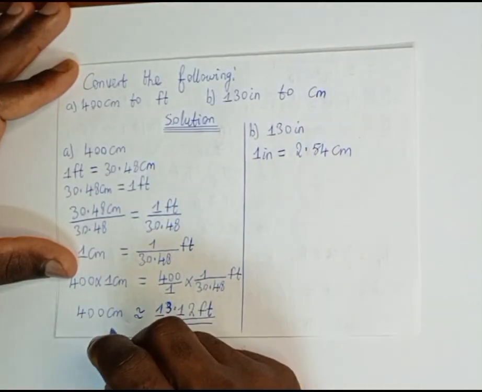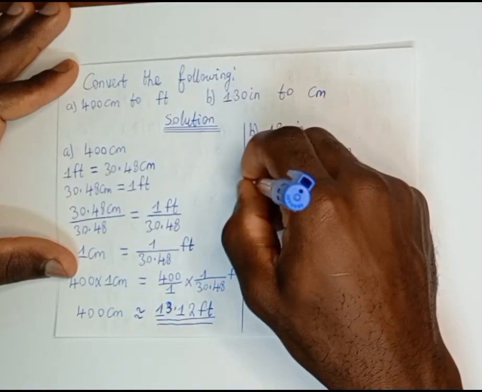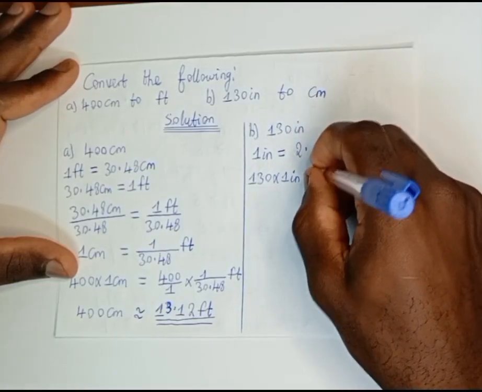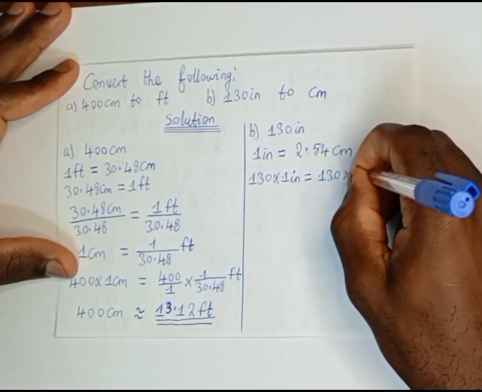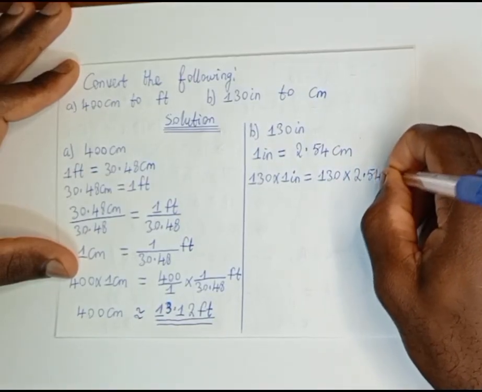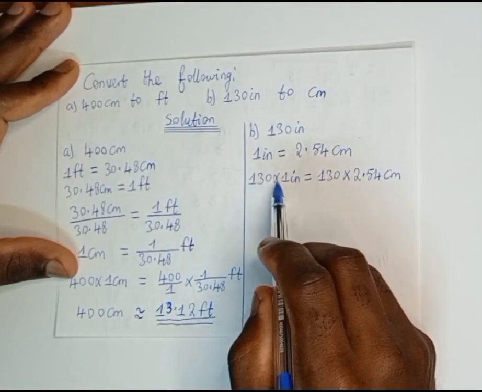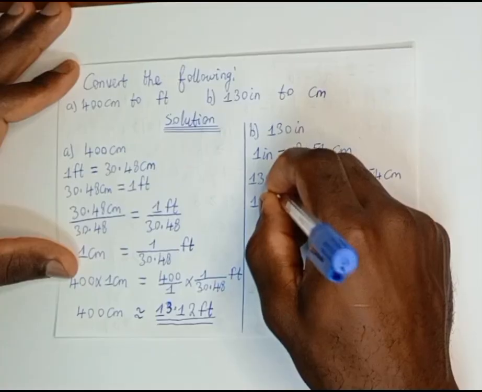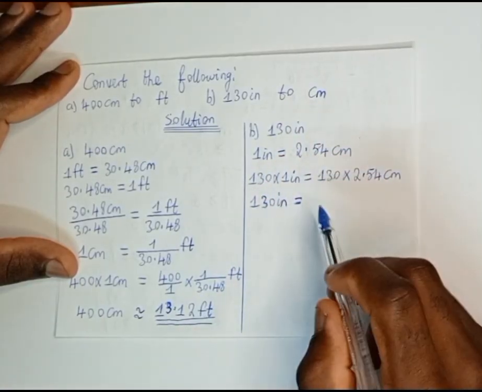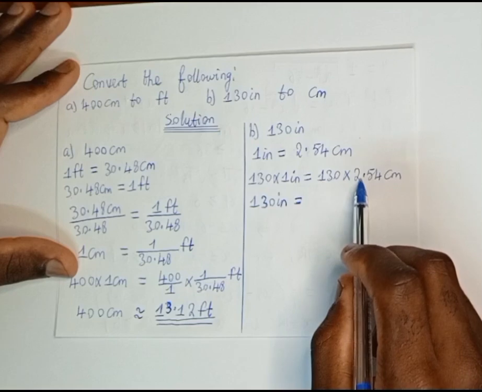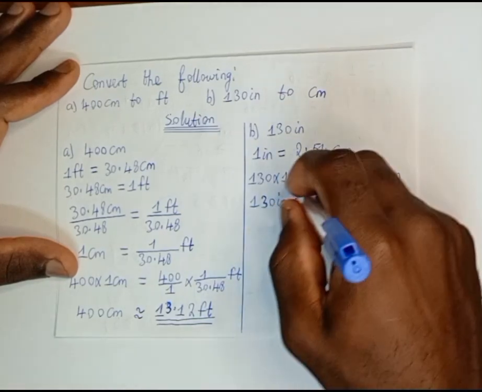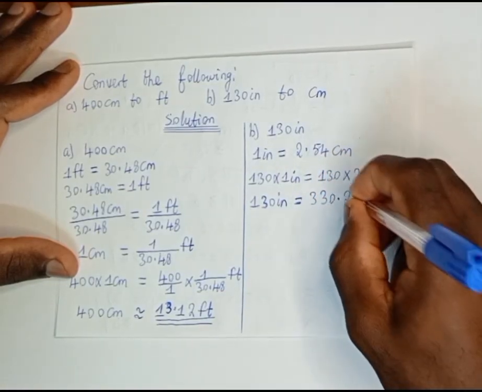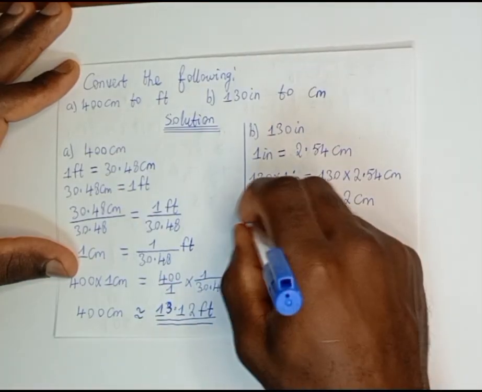Multiplying both sides of this equation by 130, 130 times 1 inch will simply be equal to 130 times 2.54 centimeters. 130 times 1 inch gives us 130 inch to be equal to 130 times 2.54 centimeters. This will give us 330.2 centimeters.